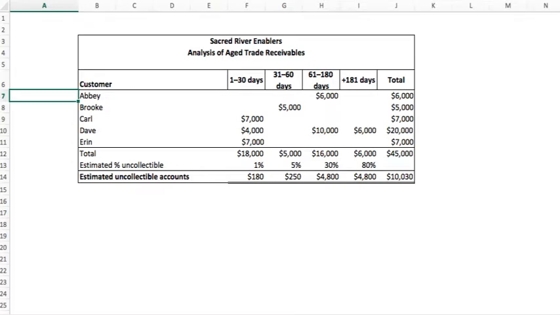Hi folks, this short video is going to show you fairly quickly how to calculate bad debt expense in any receivables aging question. Okay, so in front of you here is a typical receivables chart, and in here the key number that we want to zone in on is this $10,030. That's what we want to get out of this and carry it forward.